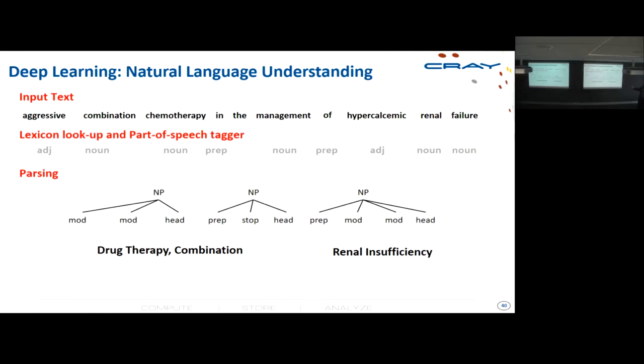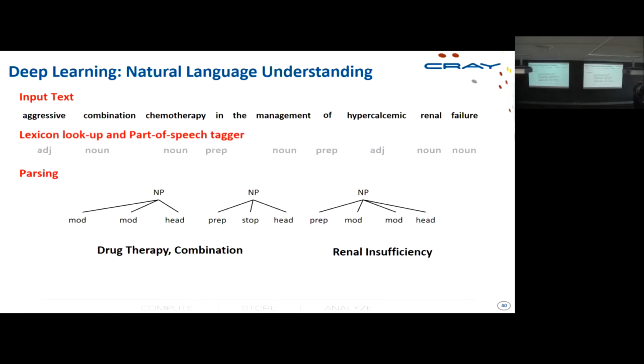So it would say, hey, I got this noun phrase that says, here's a modified noun with a header, and so I'm going to group that, aggressive combination chemotherapy, and call it combination drug therapy that fits into this MeSH ontology that the National Library of Medicine put together. So we were using this deep learning as an augmentation layer on top of part of speech tagging, on top of the natural language processing layer to make something domain specific.